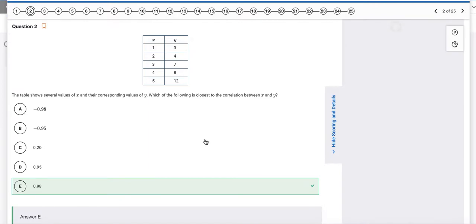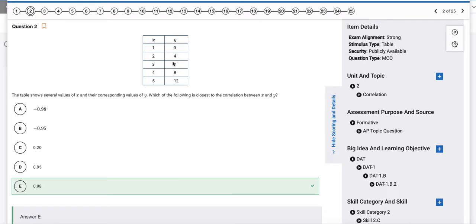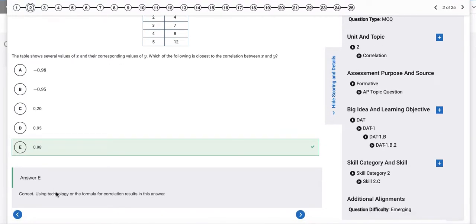For number 2 here, all you got to do is input this into your calculator. So you can use list 1 as your X and then list 2 as your Y. And then you calculate using 2 var stats, and then your R will appear. And this should be your value right here. Okay, so just use technology, or you can do it by hand if you would like to.